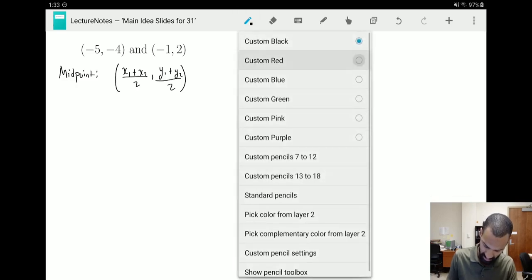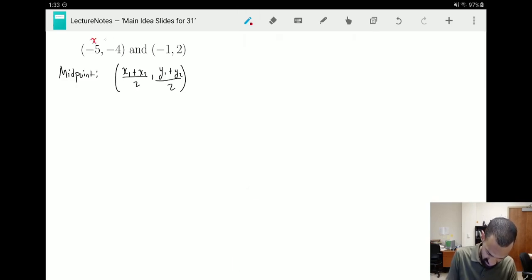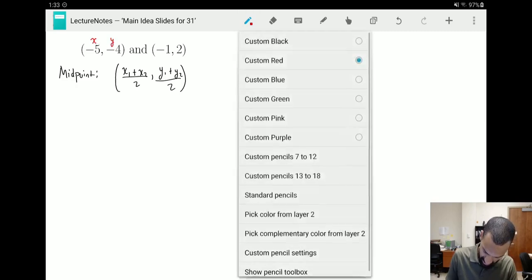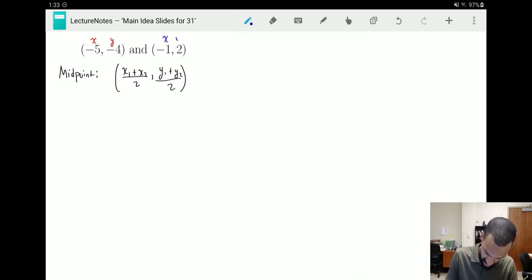Let's label our numbers. Here we have an x and a y, and here we have an x and a y. Now to differentiate which ones are which, I'll go ahead and put little 1's for the first pair and little 2's for the second pair. It doesn't actually matter. If I would have made these the 2's and these the 1's, that would have been fine as well, as long as I kept the 1's and the 2's together. So let's put it together. Put a plus, divided by 2, comma, plus, divided by 2.